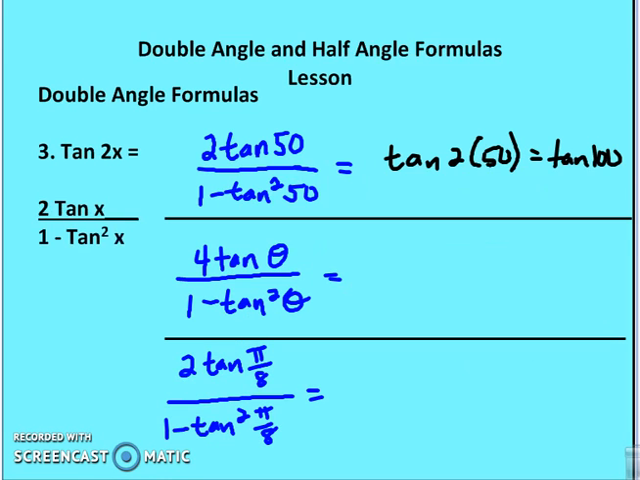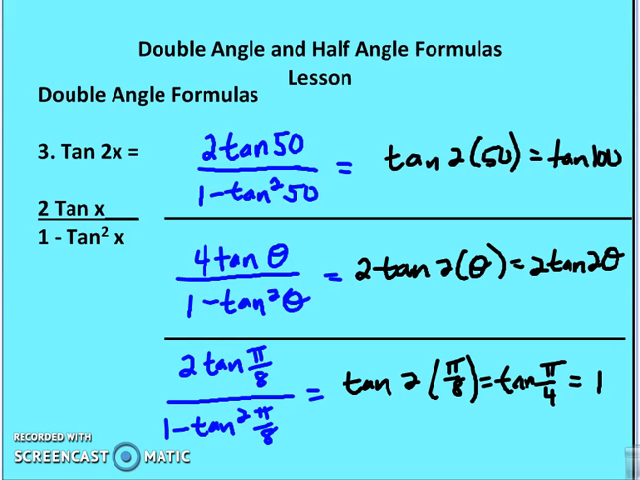All right, double angle formula for tangent. Just 2 tangent x over 1 minus tangent squared x. So I'll do the first one for you: 2 tangent 50 over 1 minus tangent squared 50 is tangent 2 times 50, which is equal to tangent of 100 degrees. Can't evaluate that without a calculator. Why don't you take care of the second and third problems? I'll come back.